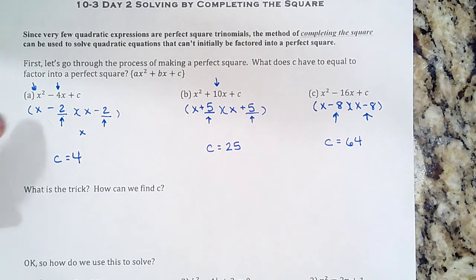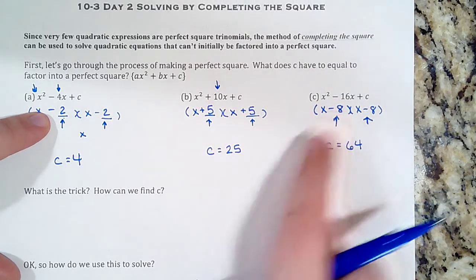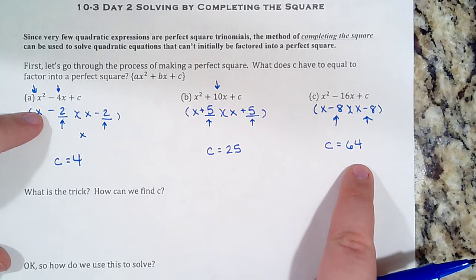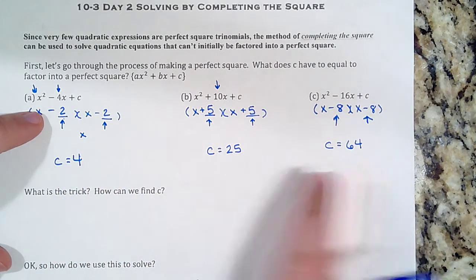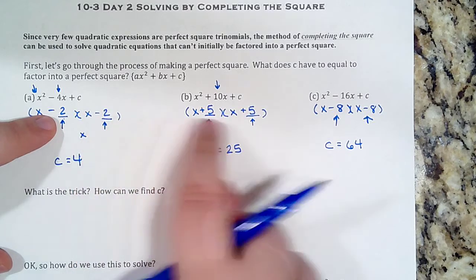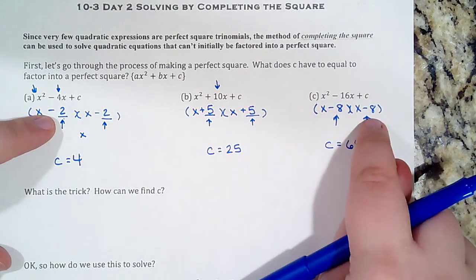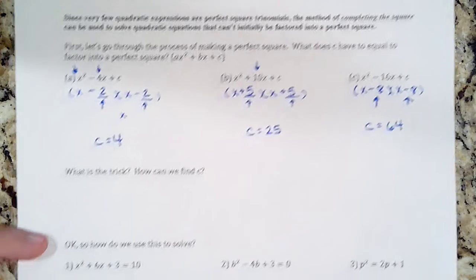Now notice, this one had negatives inside, this one had positive, and this one had negatives. But all of our c's ended up being what sign? You should notice that they all ended up being positive. And that's because as long as your signs are the same, and they should be, they're always going to multiply to a positive. So maybe you noticed it, maybe you didn't.